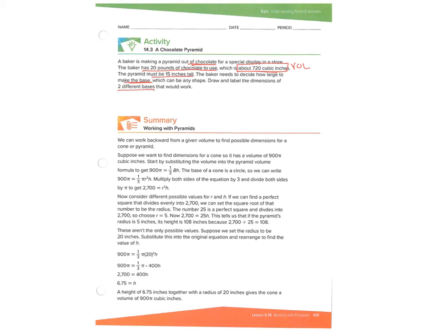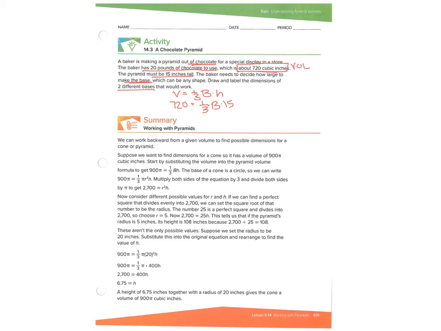So first of all, before I can even think about my base's dimensions, whether it's a square or rectangle or triangle or circle or pentagon or hexagon, I have to figure out what is my base area. So let's look at the formula for the volume of a pyramid. It is 1/3 big B times H. And so in this problem, my volume is 720. My big B is what I don't know. And my height is 15.